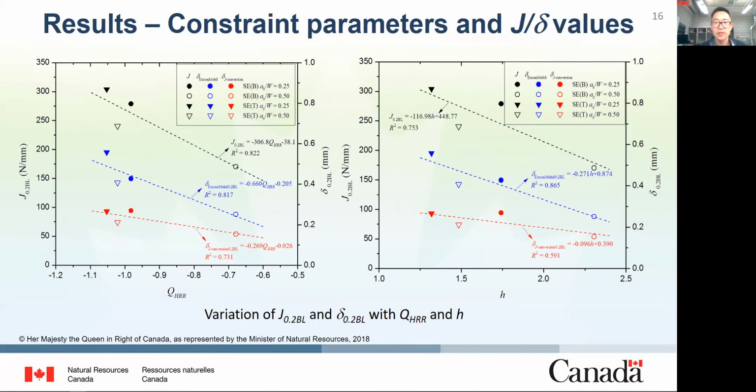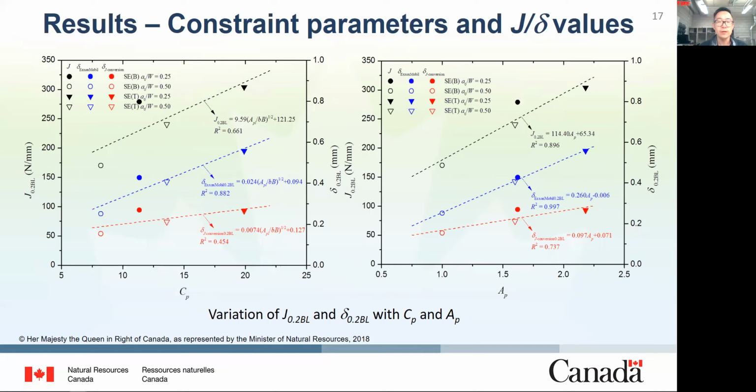Now we are showing the variation of constraint parameters and J or CDOD values. The critical J values are plotted on the left vertical bar, and the critical CDOD values calculated from the J conversion and X mobile methods are plotted on the right vertical bar. The horizontal bar is the value of the constraint parameters. In this slide, the left figure shows QHRR and the right figure shows H. In the next slide, the left figure shows CP and the right figure shows AP.